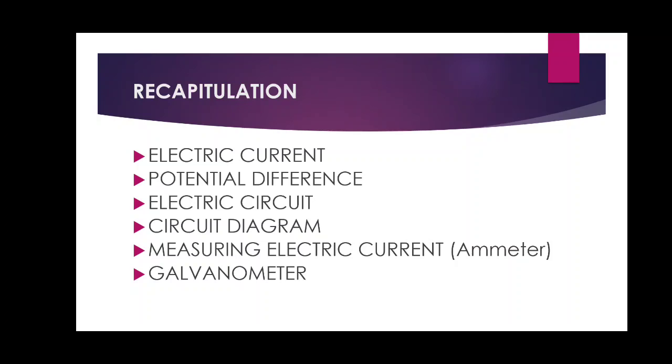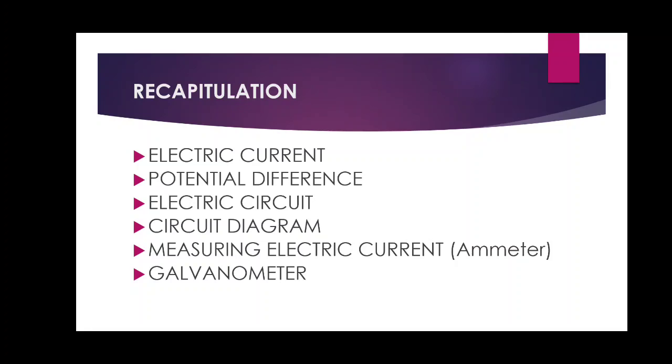What is an electric circuit? A closed conducting loop or path which has a network of electrical components through which electric current flows is called an electric circuit. And the schematic representation of an electric circuit using symbols of various components is called a circuit diagram. And how to measure electric current? It is the ammeter using which we can measure the electric current.